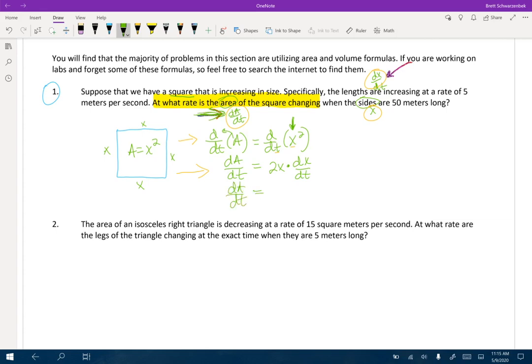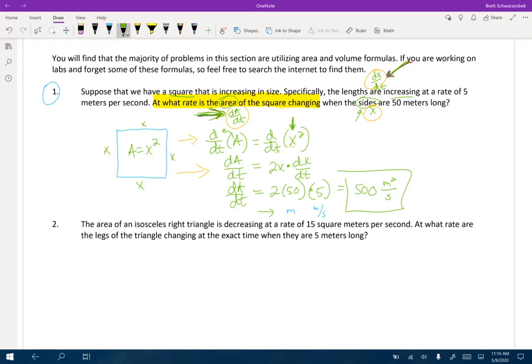What do we plug in for x? Well, the length of the sides is just 50. And dx/dt right over here is the rate of change of the sides, which is given, it says increasing at 5 meters per second. Okay, so I'm going to put the labels below it. So this is in meters, and this is meters per second. So if we do the math, we're going to get 2 times 50 times 5, which is 500. If we multiply this out, we're going to get meters squared per second, which means that is the rate of change of area for our square as it's increasing.